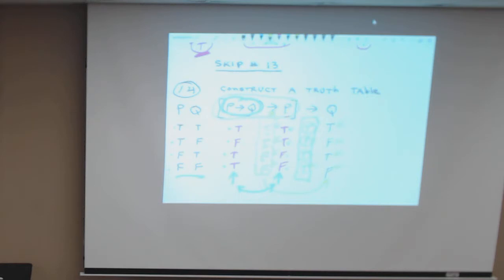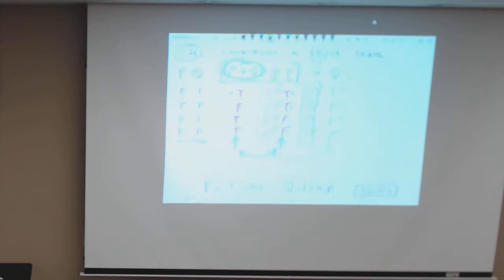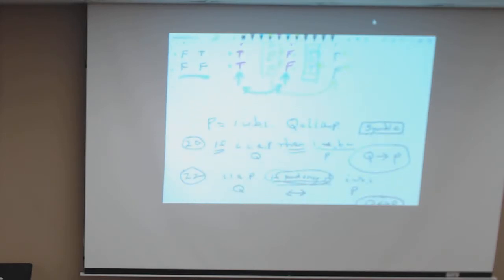So here's the final answer to this constructed truth table. Here's my final answer for this whole problem. True, false, true, true. That got a little complicated. Let's jump down to number 20.